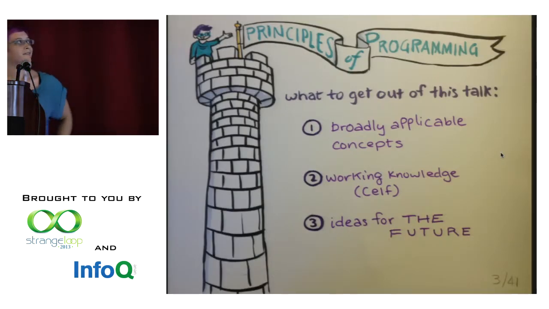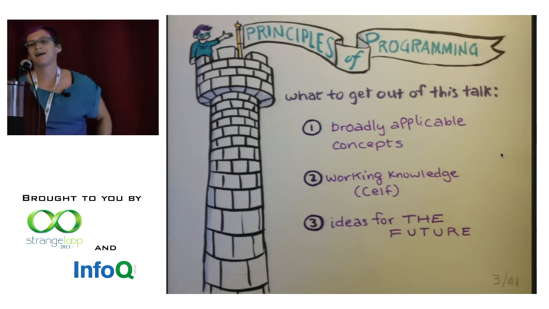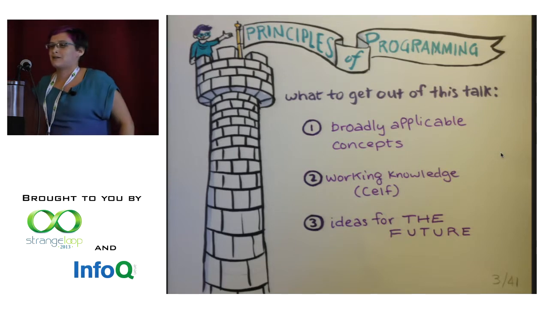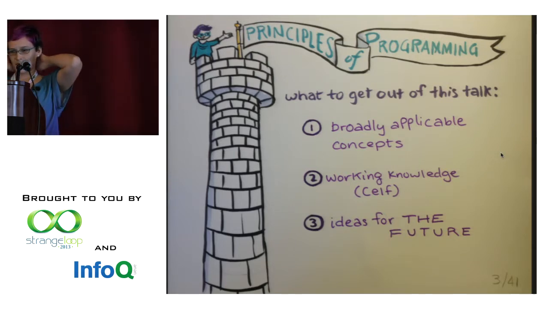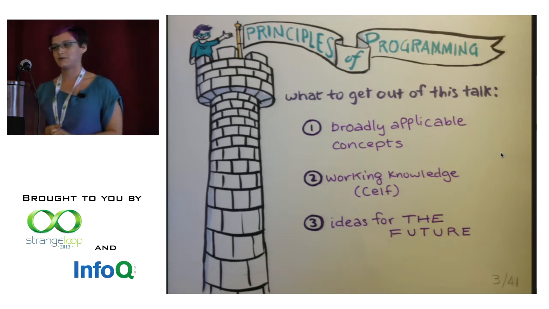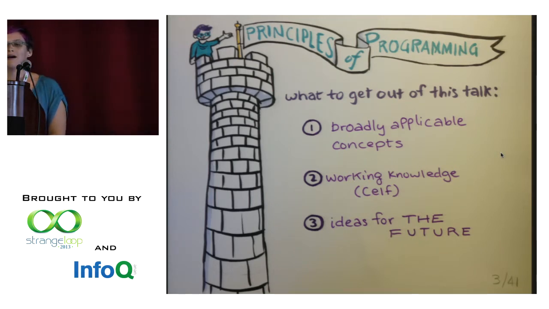So I'm an ivory tower academic, like I said. This is going to be a pretty theoretical talk. I hope that's okay. The research group I'm in is called the Principles of Programming. The first obvious thing that I hope you get out of this is that maybe there are some broadly applicable concepts to whatever you're working on, or if you happen to do research, whatever you're researching.